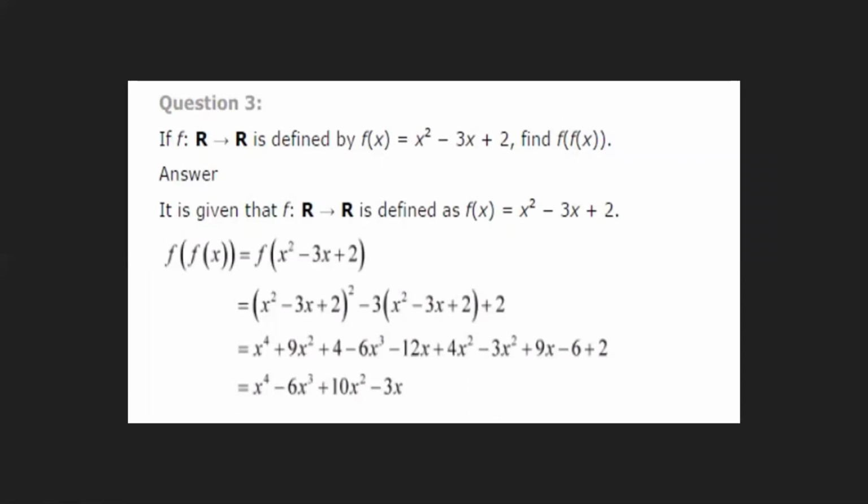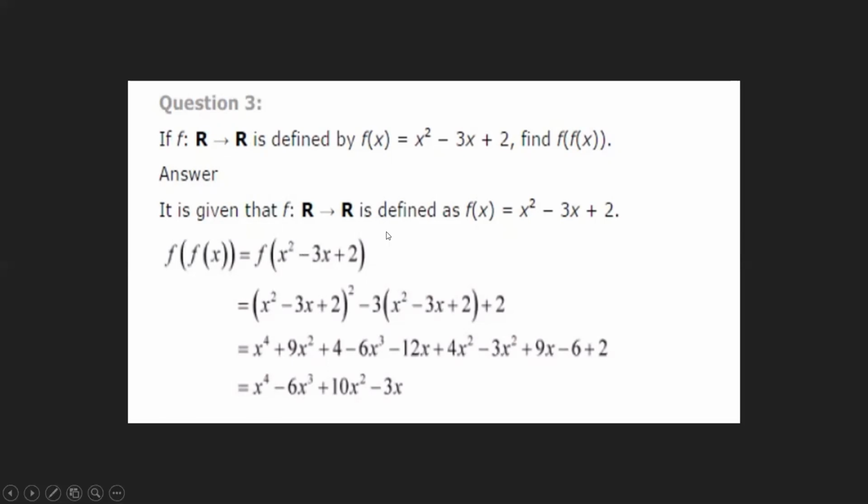Now see here, another question is there. Finding out again f of f(x). We are given f(x) is equal to x squared minus 3x plus 2. So after putting it here, in place of x, we'll be substituting x square minus 3x plus 2 at every place, and we are getting this equation. After solving, the answer is x to the power 4 minus 6x cube plus 3x square minus 3x.